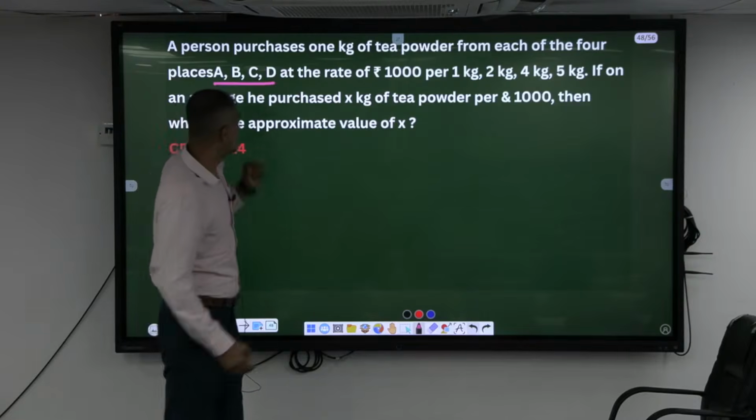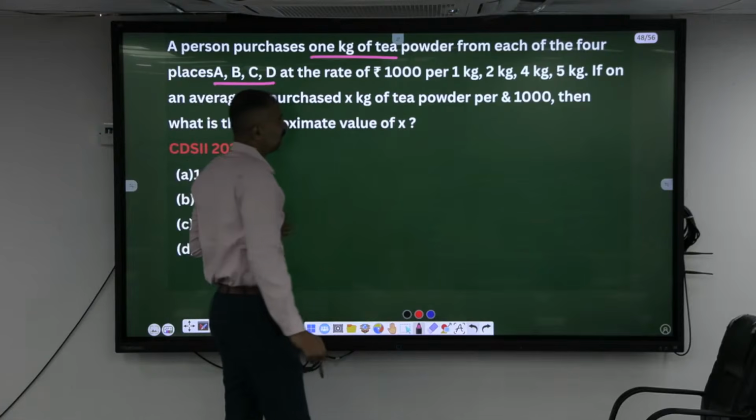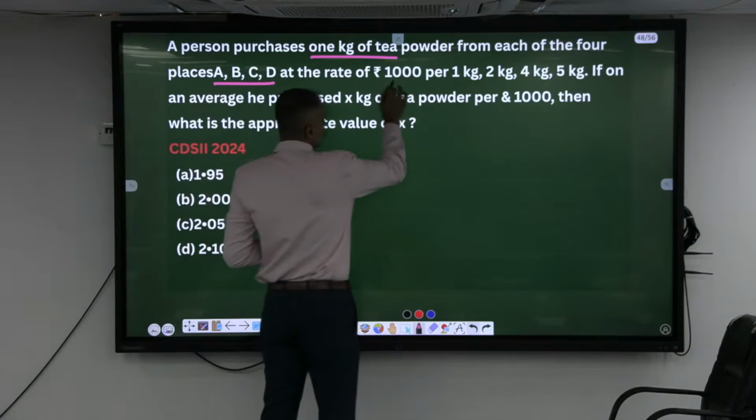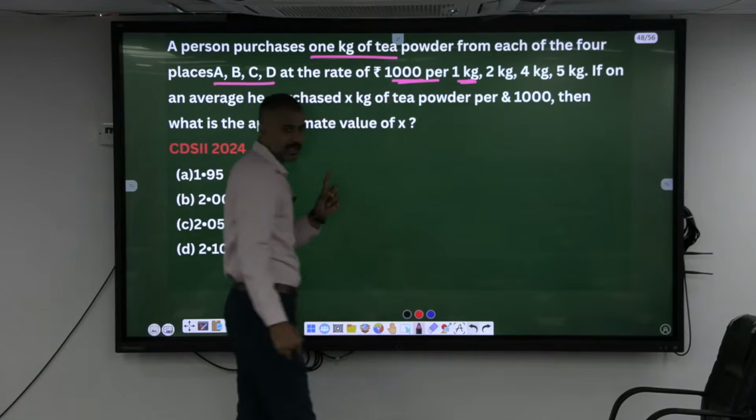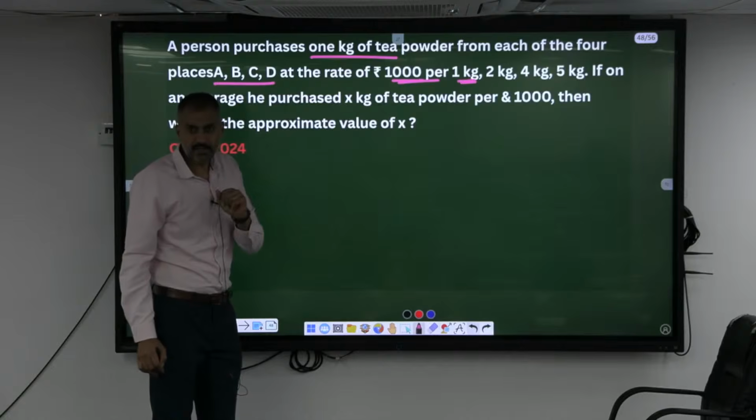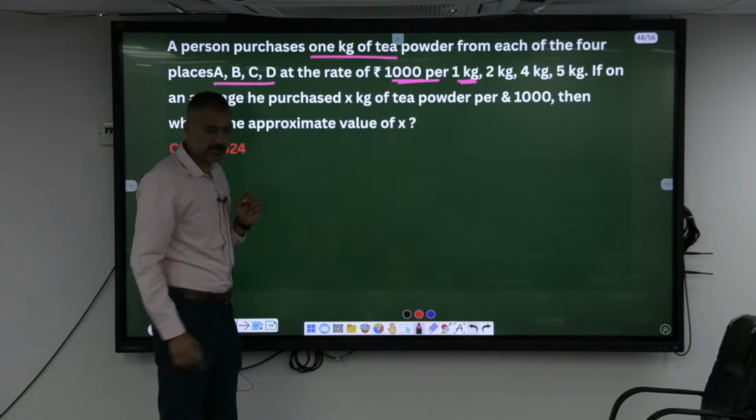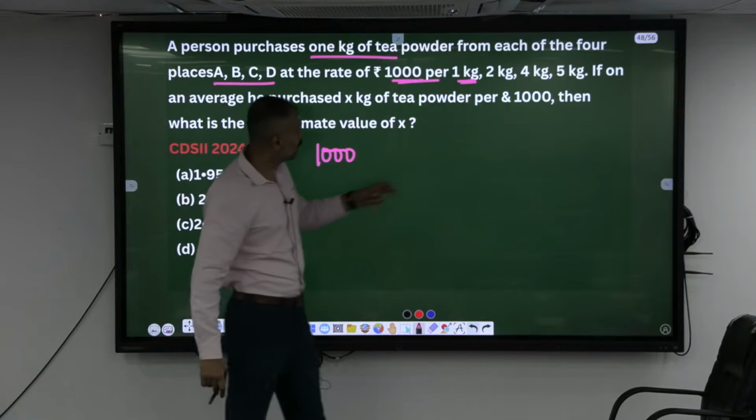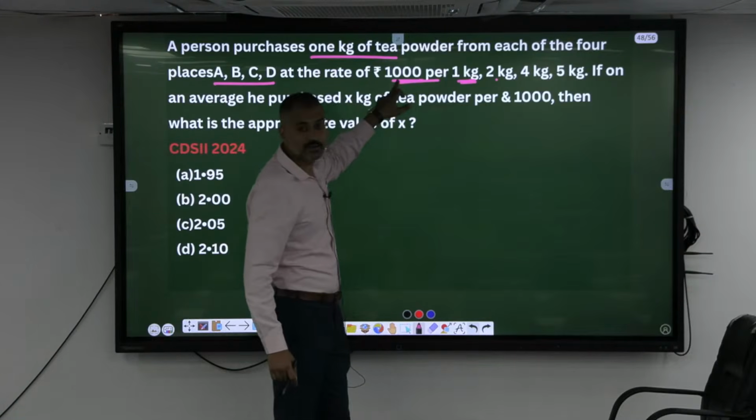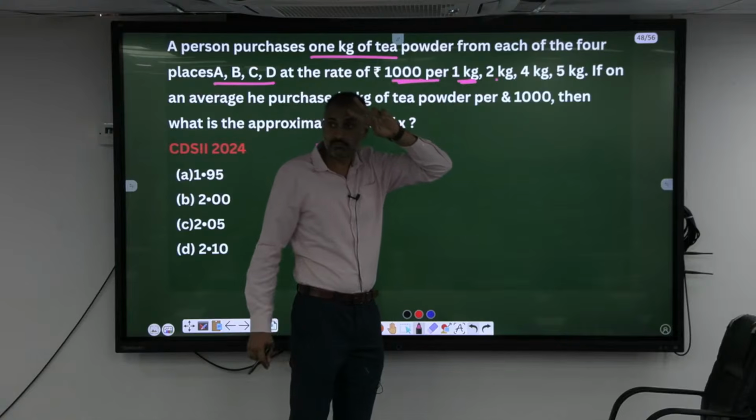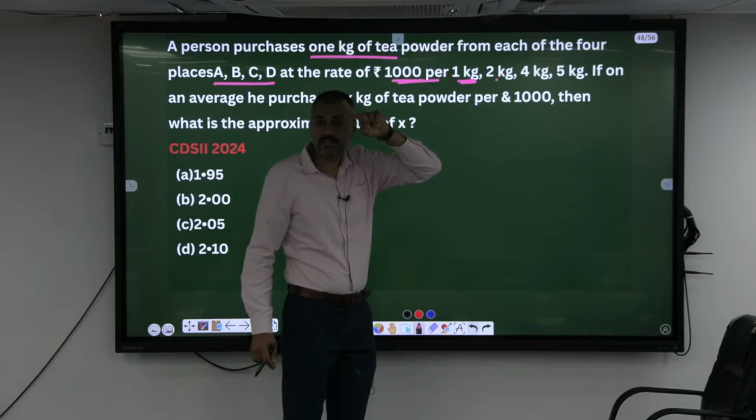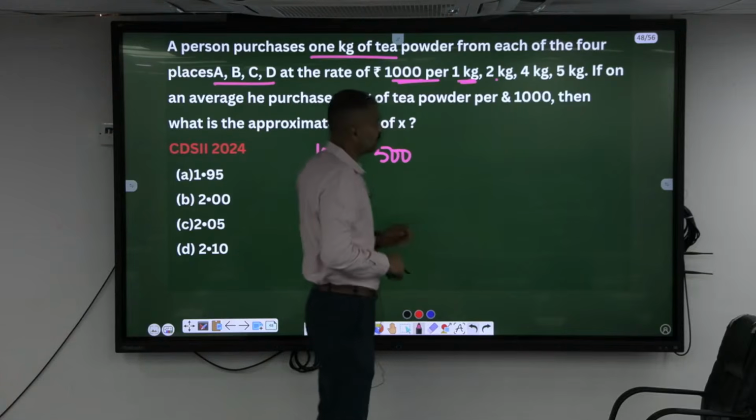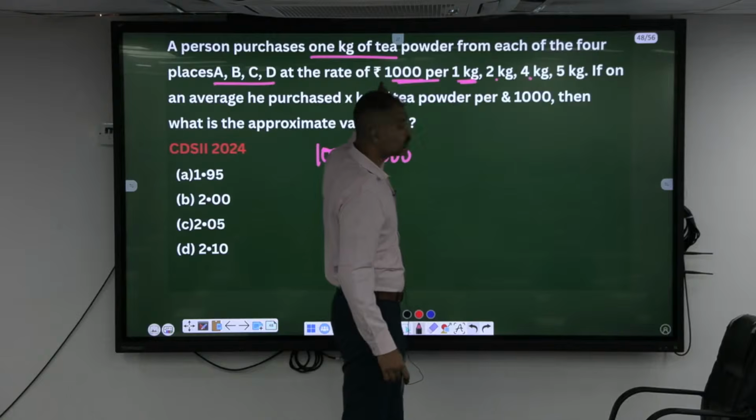A person purchases 1 kg of tea from each of the 4 stores at the price of 1000 rupee per kg. Okay, store A. He is buying 1 kg. What is the price? 1000 rupee. Right? Next he goes to B. 2 kg is worth 1000, per 2 kg. But he bought 1 kg. So what is the price? 500. He paid 500.